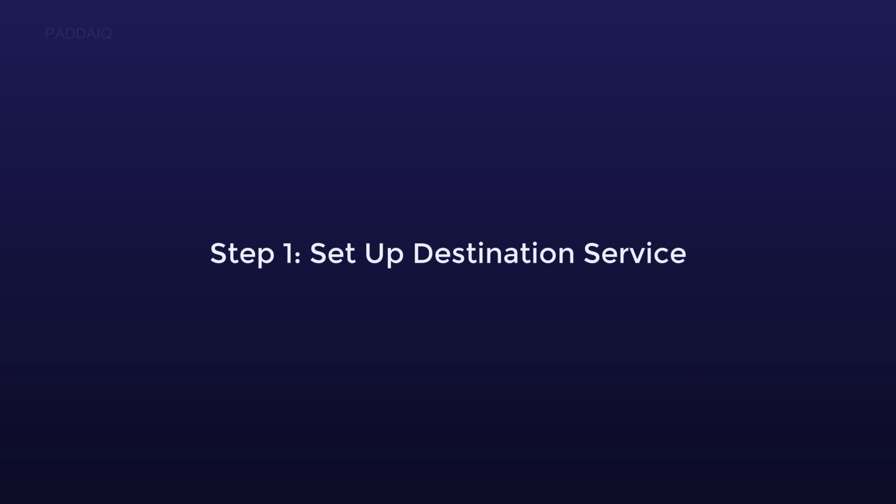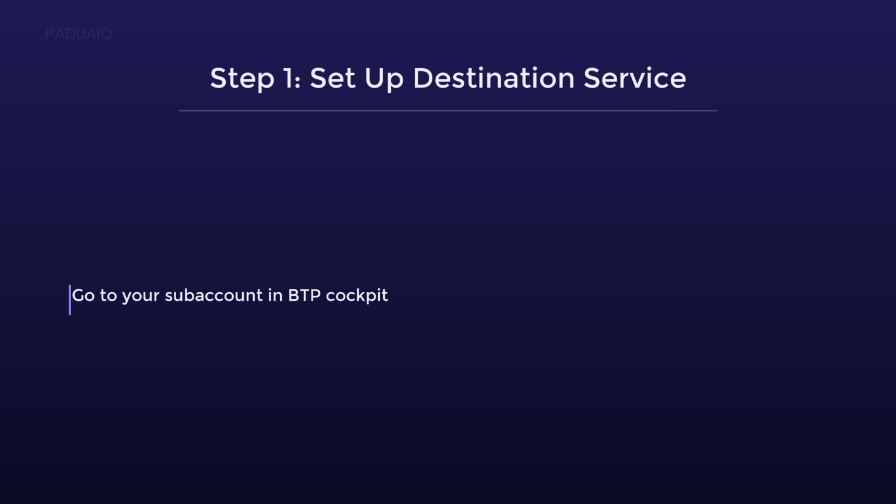Step 1. Set up the destination service. Go to your sub-account in BTP cockpit. This means accessing the specific workspace where your applications and services are managed. For example, if you are building an employee portal, you'd navigate here to configure connections to your HR system. This is your starting point for integrating external systems securely.